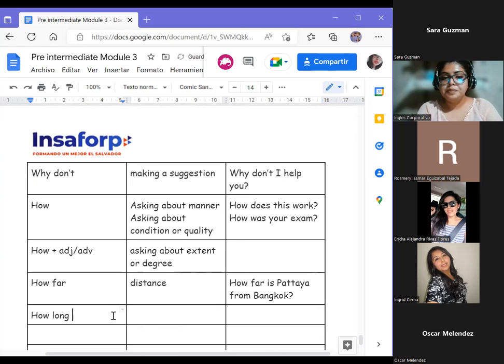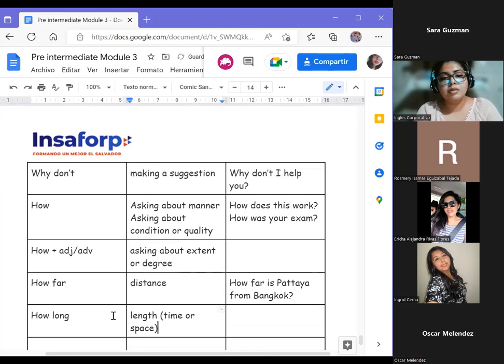How long. And this one is about length. And it says time or space. En este caso estamos hablando de la duración, de lo largo, pero ya sea de tiempo o del espacio que tenemos. How long will it take? Es como decir, ¿cuánto tiempo tomará? En este caso, estamos hablando de tiempo y no de espacio, sino de cuánto tiempo se va a llevar para realizar una acción.